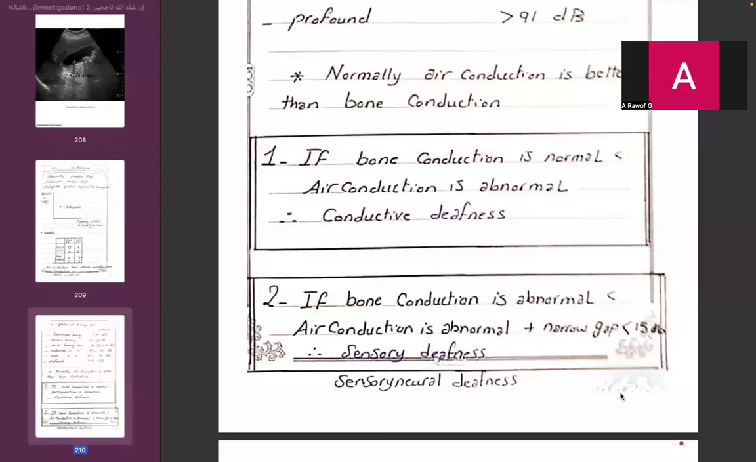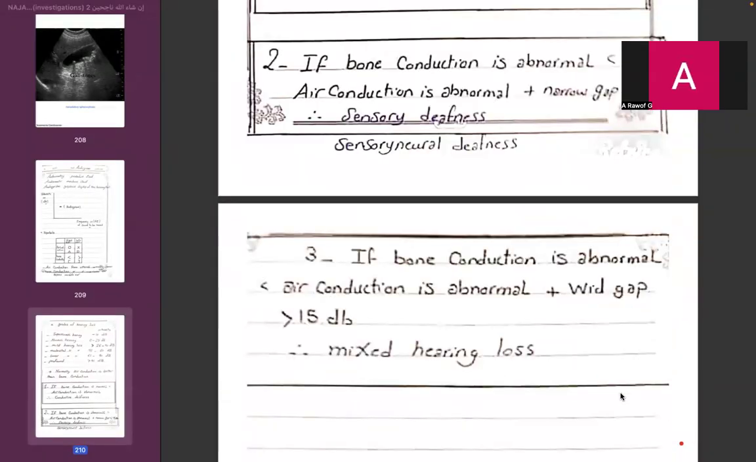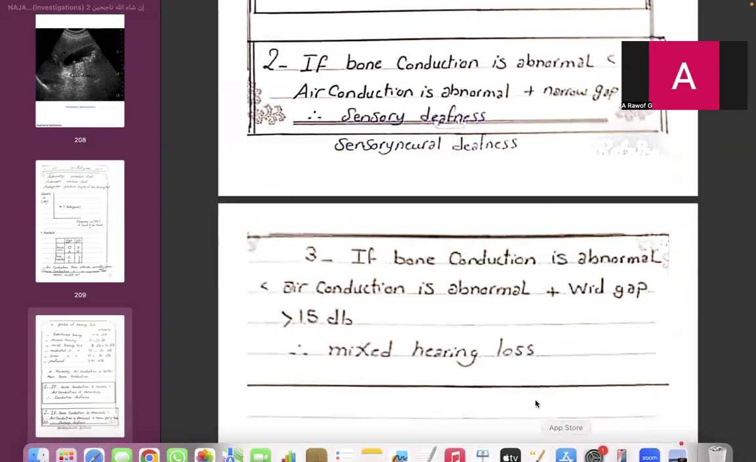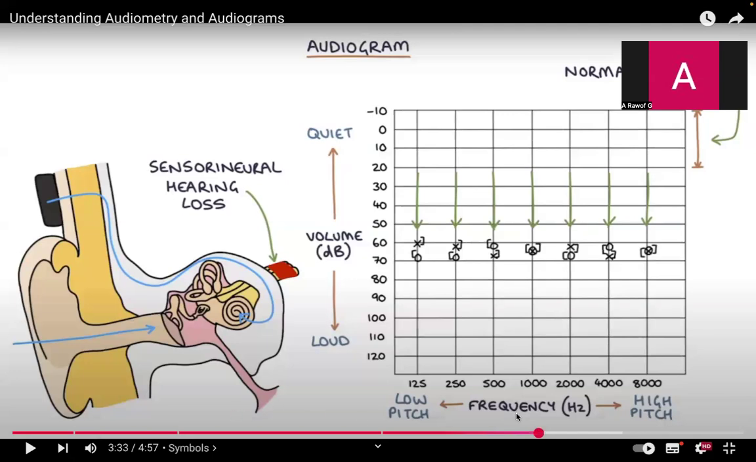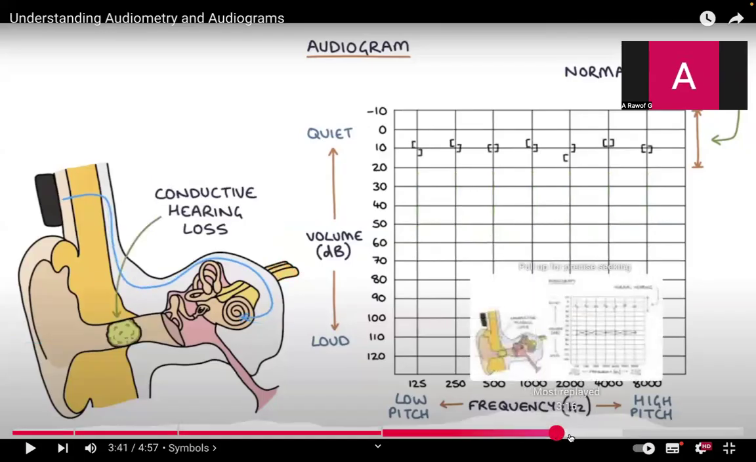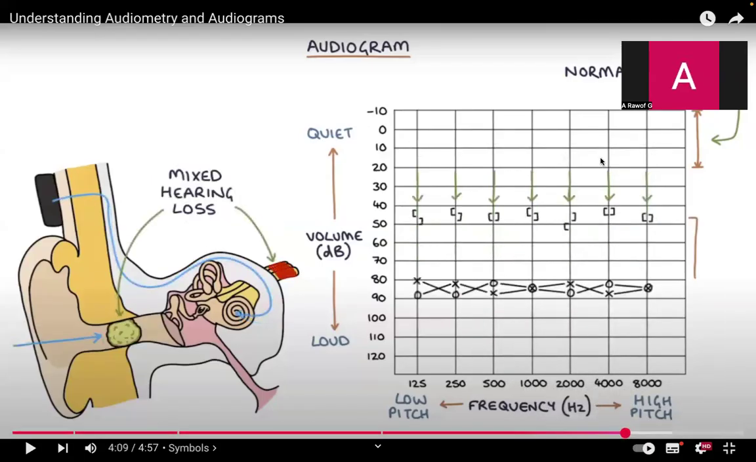Next. If bone conduction is abnormal and air conduction is abnormal and wide gap more than 15 decibels, then it is mixed hearing loss. Okay, this is the slide for mixed hearing loss.